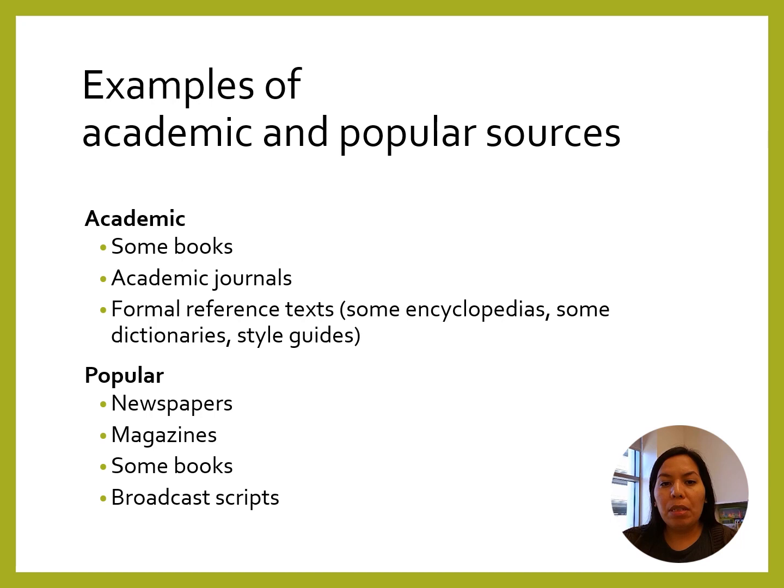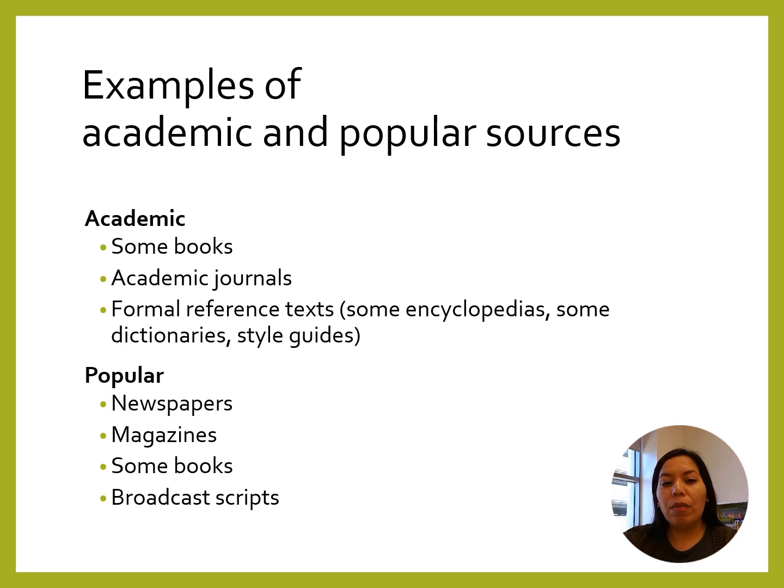Under academic, we see some books, right? Again, you're going to want to verify that the person who wrote this book has some kind of knowledge in their area of publication, has some kind of academic background as well. You can look at some academic journals for sure. We have a lot of those that are accessible at OSU. And then you can also find formal reference text. So there's some encyclopedias as well as dictionaries and style guides that are listed under the academic category.